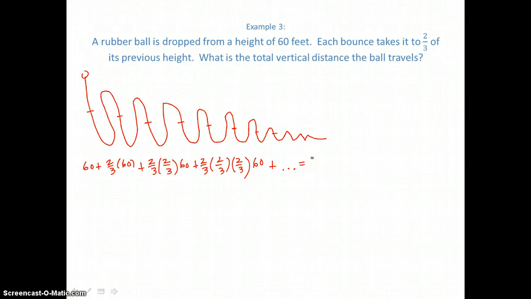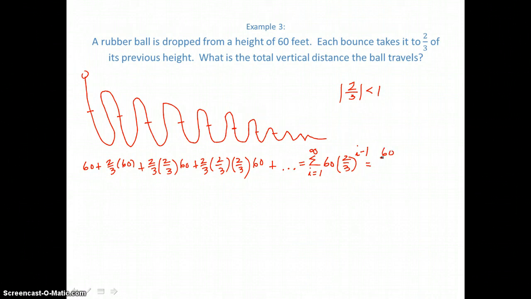Now this can be written as the sum as i goes from 1 to infinity of a first term of 60 and a common ratio. There's a new factor of 2/3 in each term, raised to the i minus 1 power. Now since that common ratio of 2/3 is less than 1, the absolute value of it is less than 1, we can find its sum using our formula.